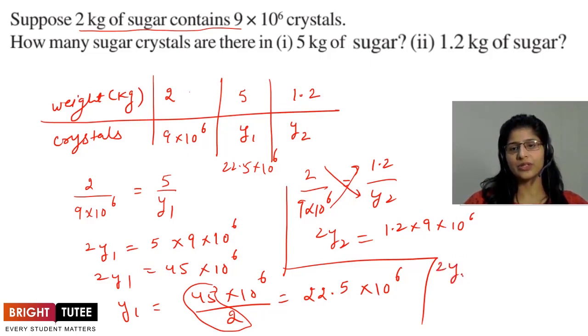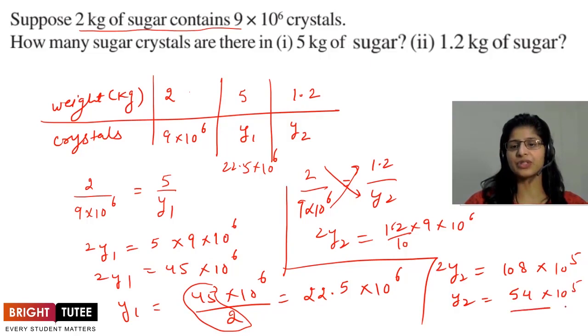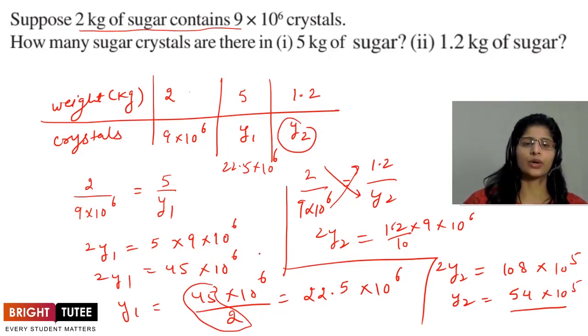So 2y2 would be equal to, now see, if you remove this decimal you'll get 10. So 10 would get cancelled, we'll get 10 to the power 5 into 9 2s are 18, 9 1s are 9, so 18 into 10 to the power 5 we are getting. So y2 will be equal to, divided by 2, 2 5s are 10 and 2 4s are 8 into 10 to the power 5. So this would be the number of crystals that we will have. Clear? Okay, so next question.